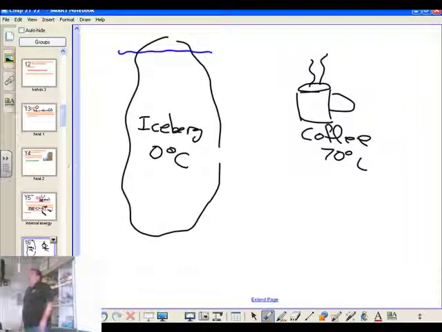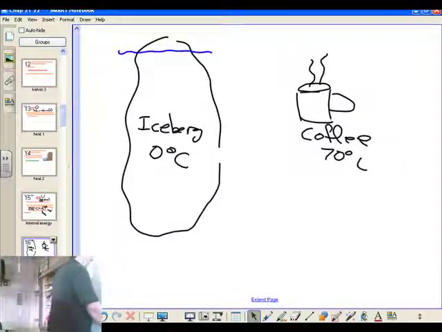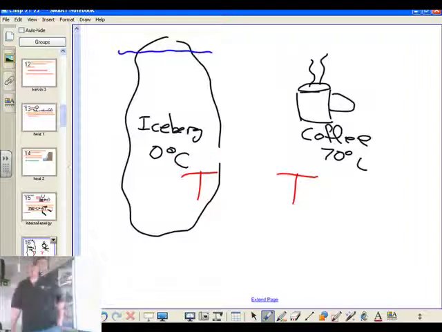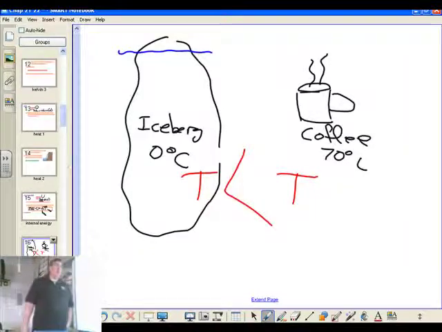So you have an iceberg at 0 degrees Celsius, and you have a cup of coffee at 70 degrees. It's about what coffee comes out at, somewhere in there, 60 to 70 degrees. So I have a question. Temperature, average kinetic energy. Which one has greater average kinetic energy? Iceberg, coffee cup. Coffee cup. Coffee cup has a much greater average kinetic energy.